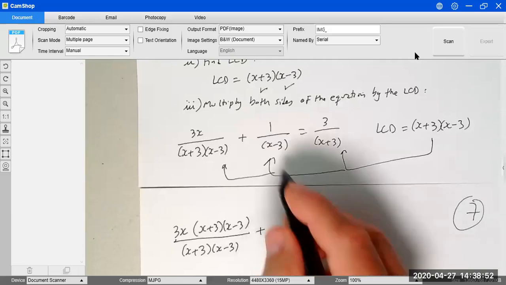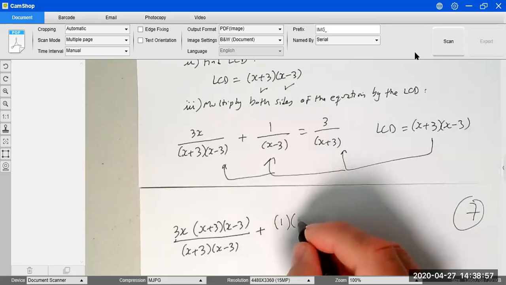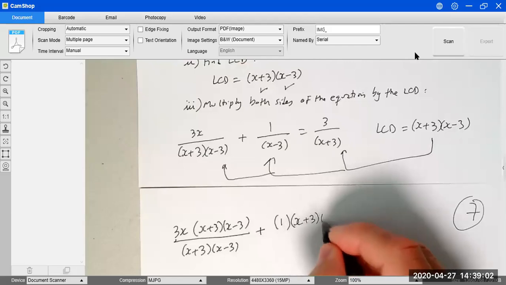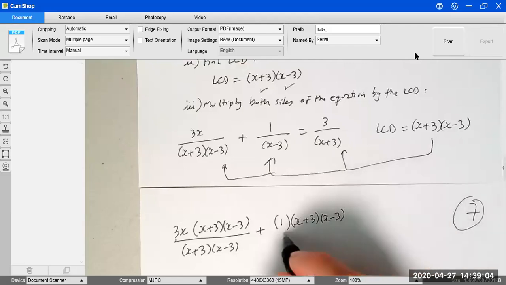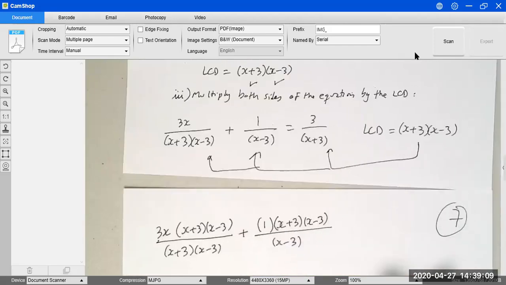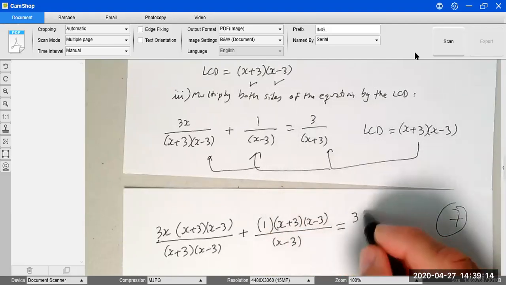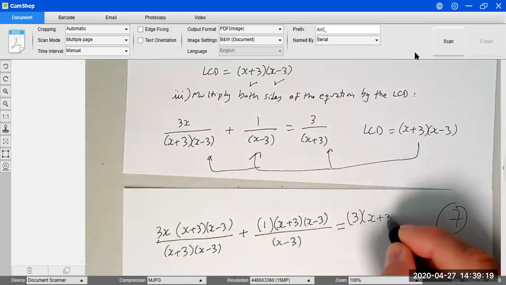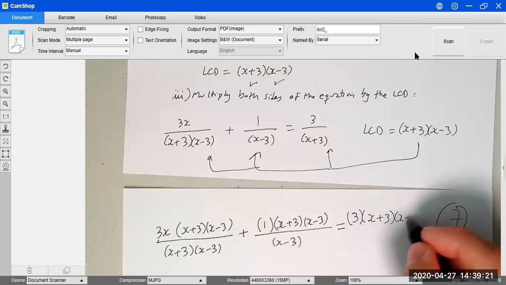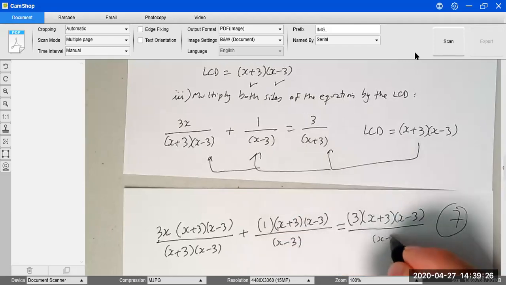Now my second one. So I have 1, the numerator, multiplying the least common denominator. So usually numerators are the ones that multiply the least common denominator. And then I'm going to write the denominator, which is just x minus 3. Then I have the equal sign. Then I have this numerator 3 that multiplies again the least common denominator, x plus 3, x minus 3, and then the denominator is just x plus 3.